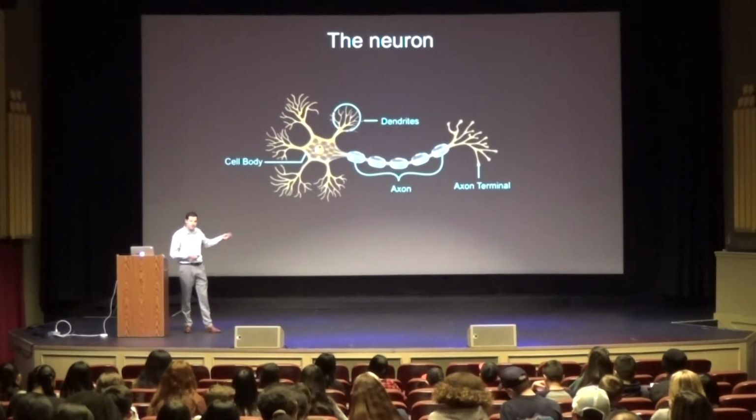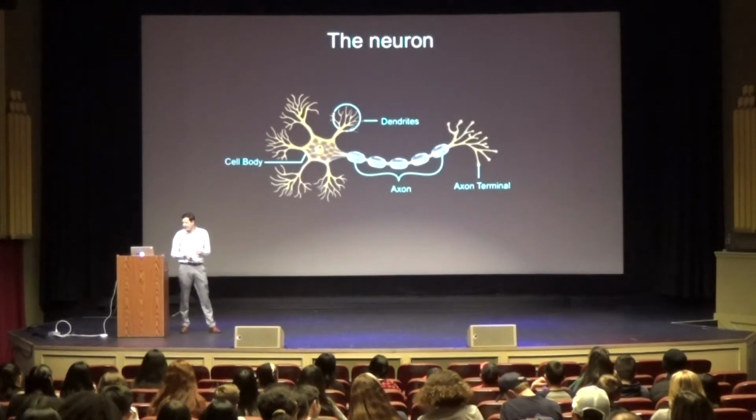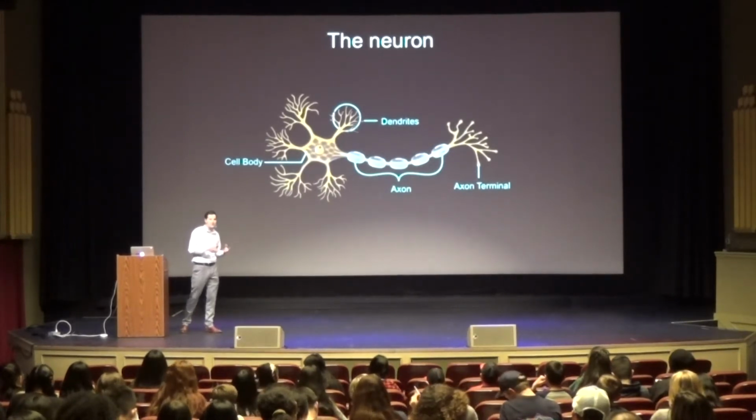Inside the cell body is the nucleus containing the genetic information. Then attached to the cell body are these tree-like structures called dendrites. The dendrites are the input to the cell. Other neurons will attach to this neuron through its dendrites. There's also a long tail-like structure called an axon.